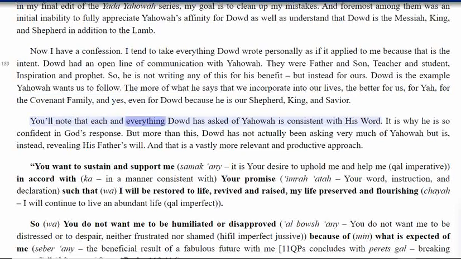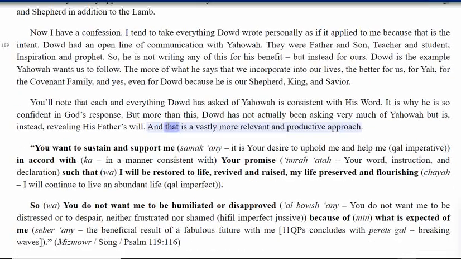You'll note that each and everything Dowd has asked of Yahowah is consistent with his word. It is why he is so confident in God's response. But more than this, Dowd has not actually been asking very much of Yahowah but is, instead, revealing his Father's will. And that is a vastly more relevant and productive approach.